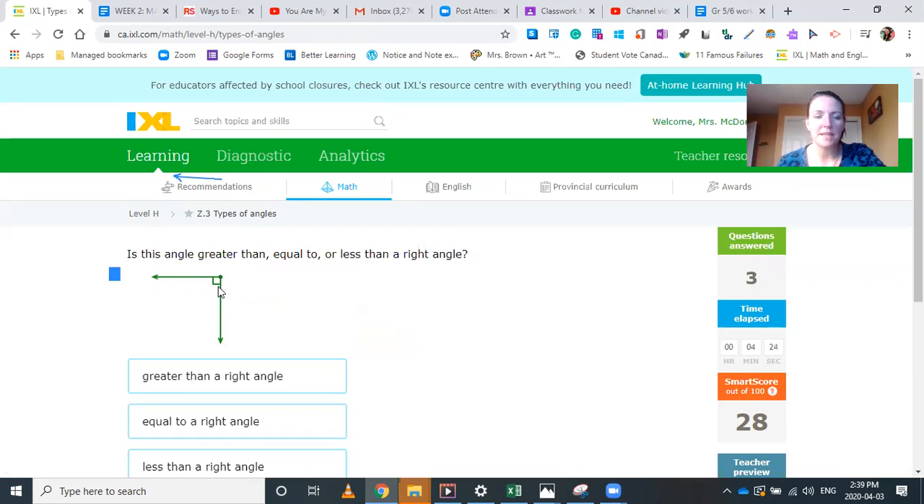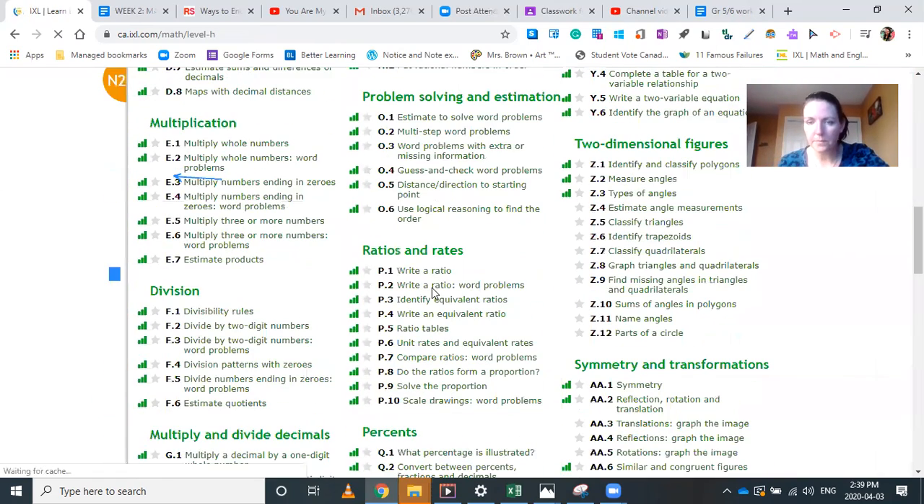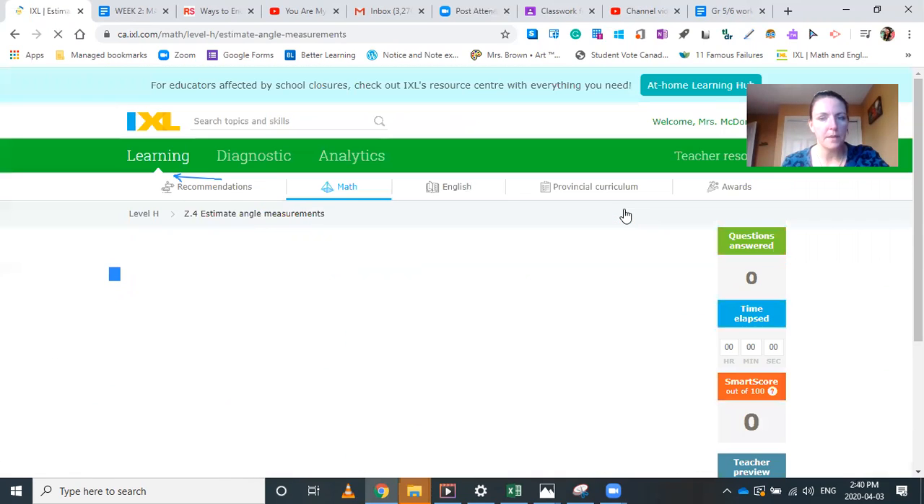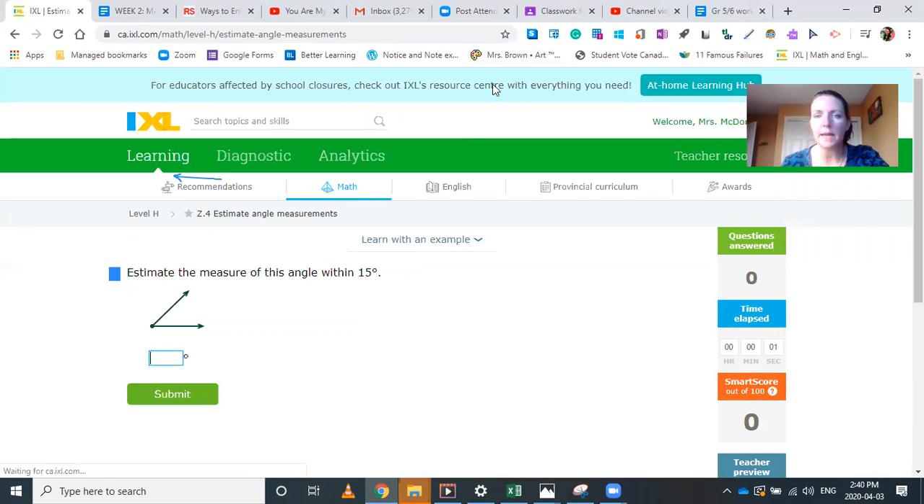So you know that that is a right angle, which is equal to 90 degrees. So let's go to Z4, where we will continue to learn a little bit. And this one is interesting. It's estimating angle measurements.